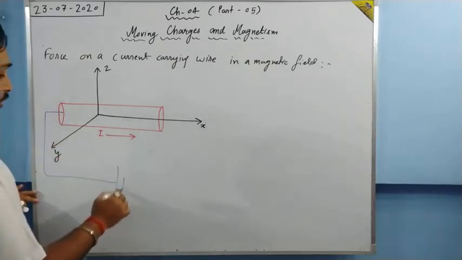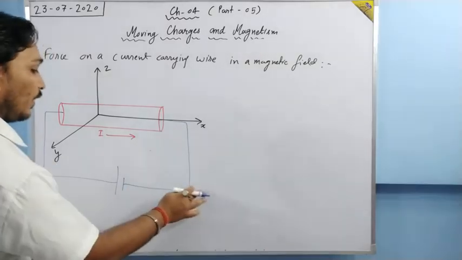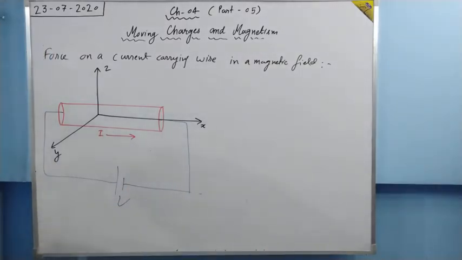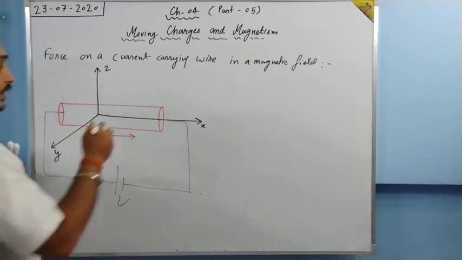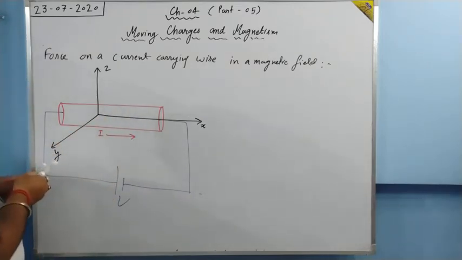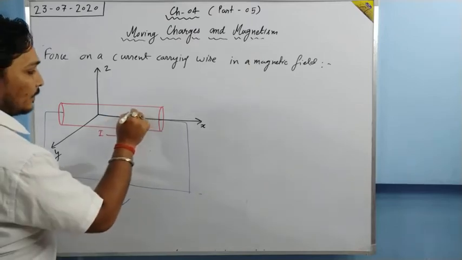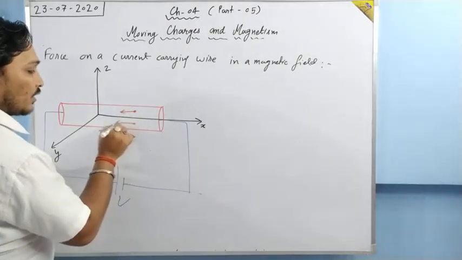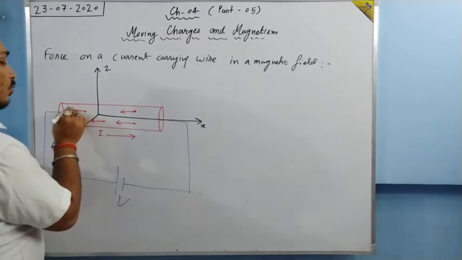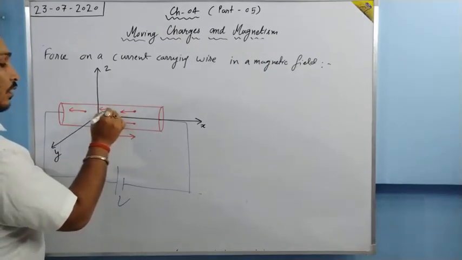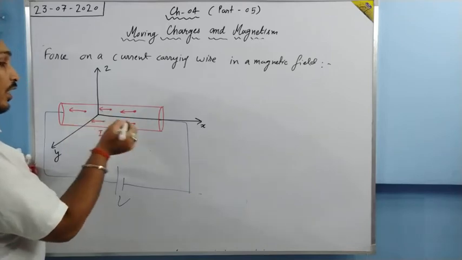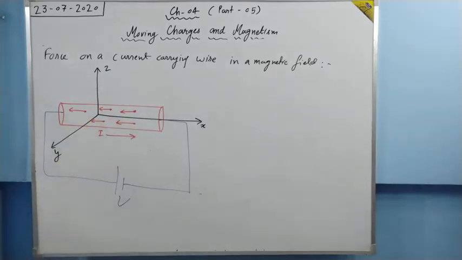Let us apply a cell also, so that we can have a feel of current. Let this be V. If the current is flowing in this direction, the electrons inside the conductor are basically moving in the opposite direction. All the electrons present inside the conductor are moving with drift velocity, Vd.